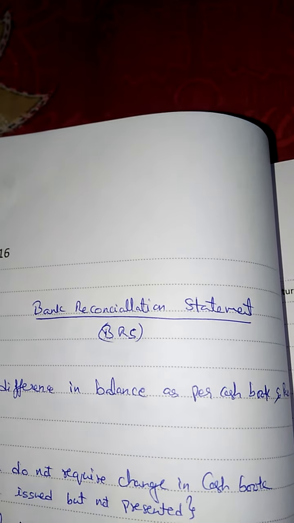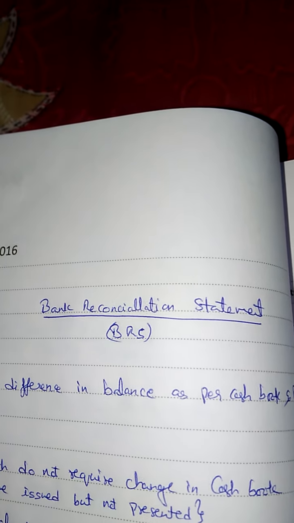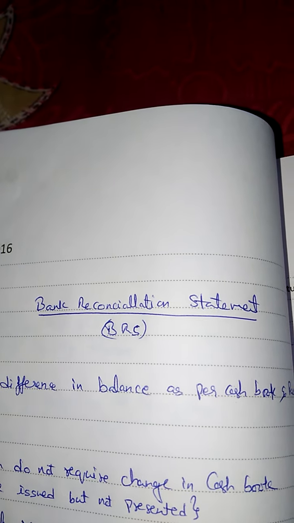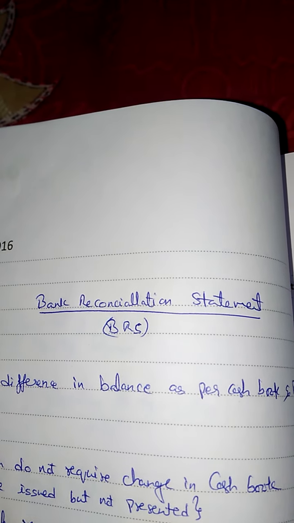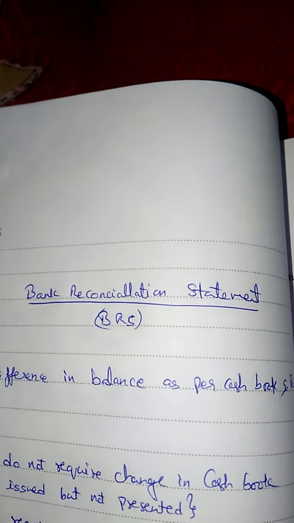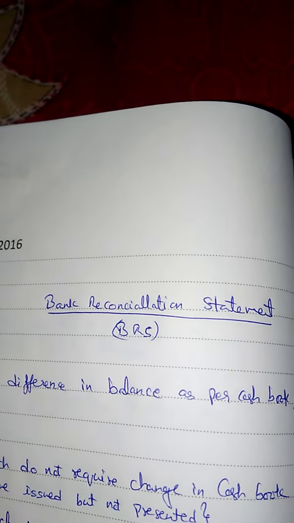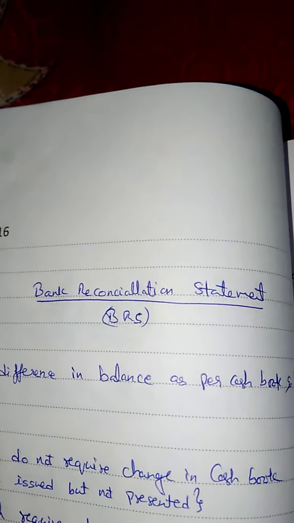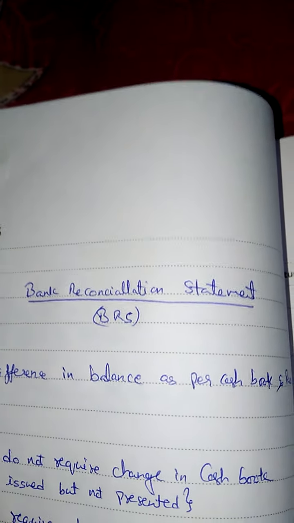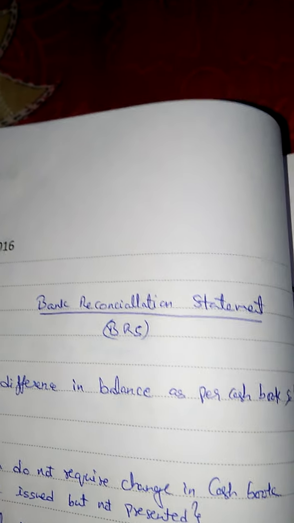So at the end of the day, when I'm comparing both my cash book and passbook, the balance should tally, right? But there might be some situations where the cash book balance and passbook balance may not actually tally. So when there is a difference between the balance as per cash book and the balance as per passbook, we'll prepare a bank reconciliation statement to know what entries resulted in this difference, so that we'll rectify the difference and arrive at the actual balance position. Clear? So that's why we prepare BRS.